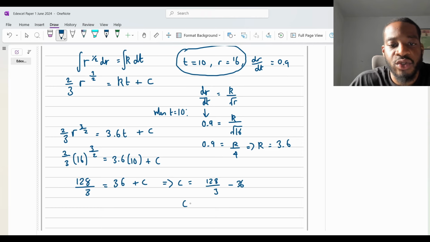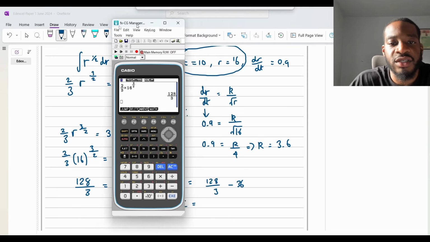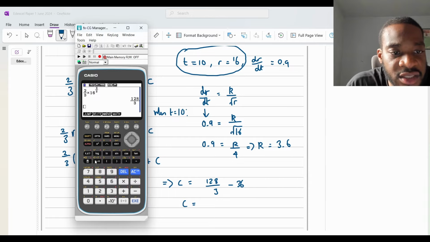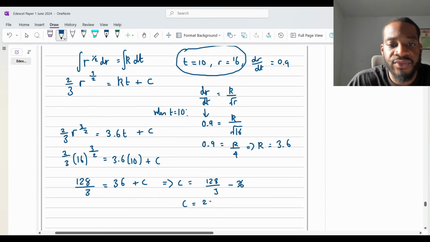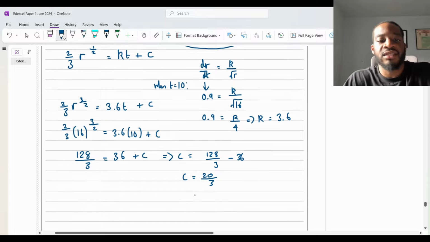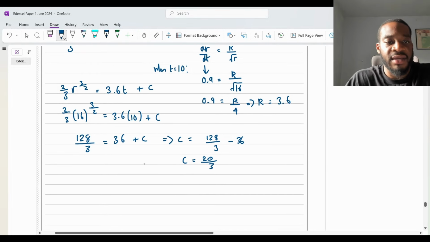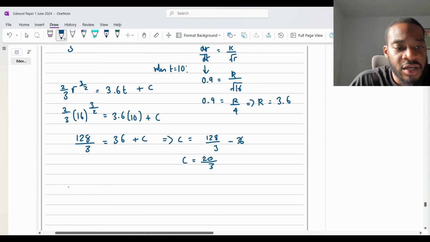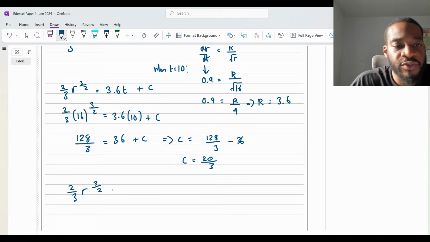Let's put that into the calculator and see what we get. It's literally going to just be answer minus 36, isn't it? So shift answer minus 36. That is equal to 20 over 3. So that means that we've got everything we need now. So we could say that 2/3 r to the 3 over 2 is equal to 3.6t plus 20 over 3.